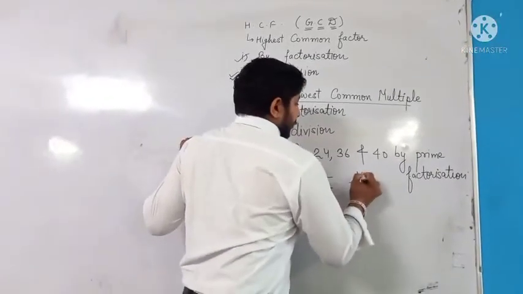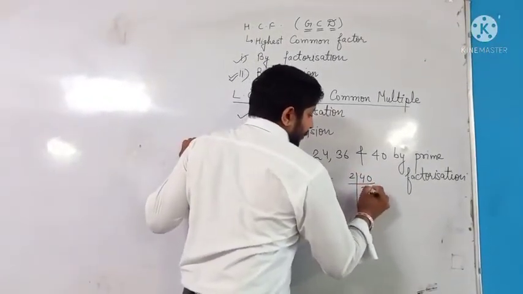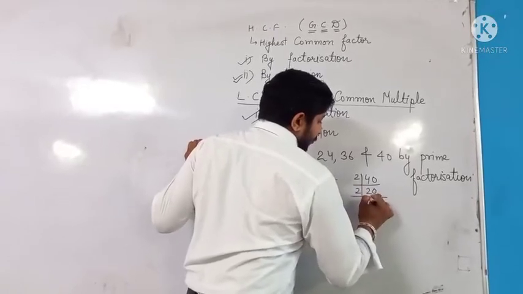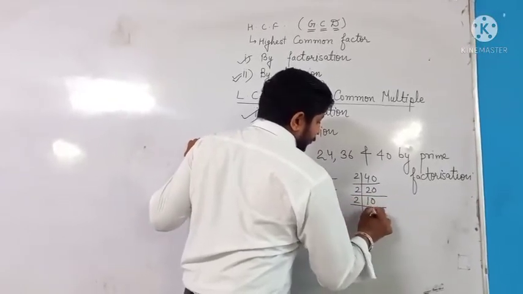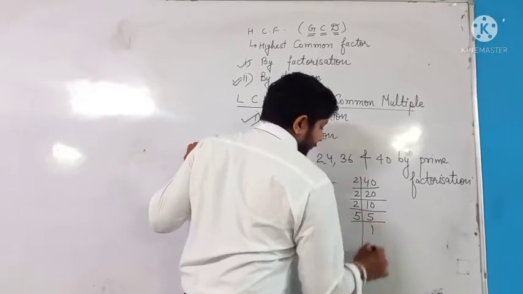Then divide 40 by 2. The quotient is 20. Then divide by 2, 10. Then divide by 2, 5. Then by 5, 1. Okay.